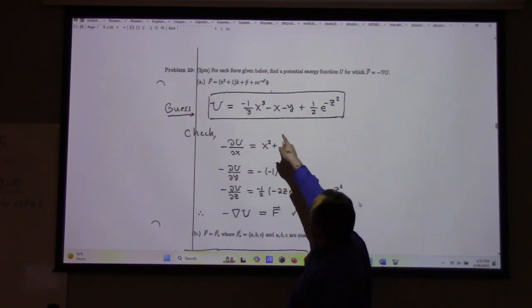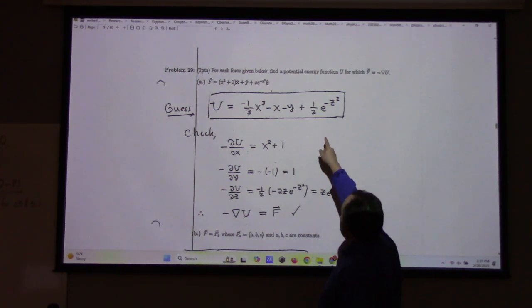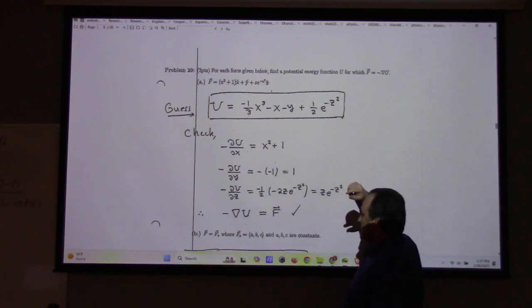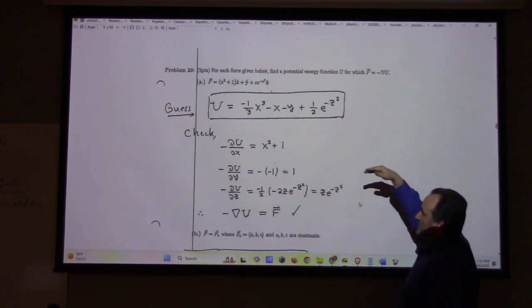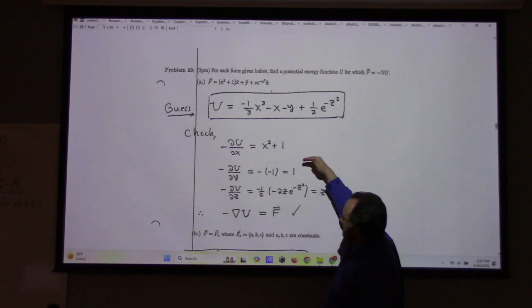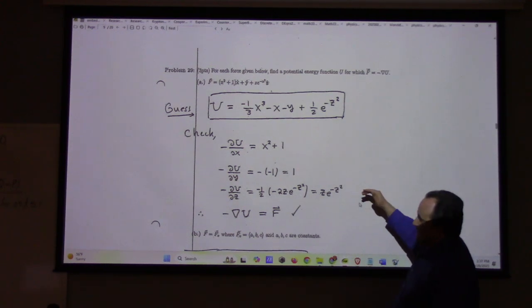And this z e to the minus z squared, that's a u equals minus z squared substitution. I get a 1/2 e to the minus z squared. But this is what I'm trying to solve separately, right? I want this to be true, I want that to be true, I want that to be true.